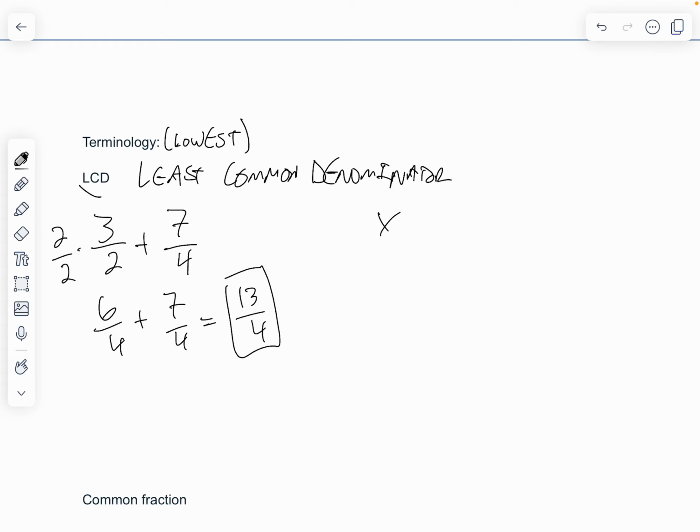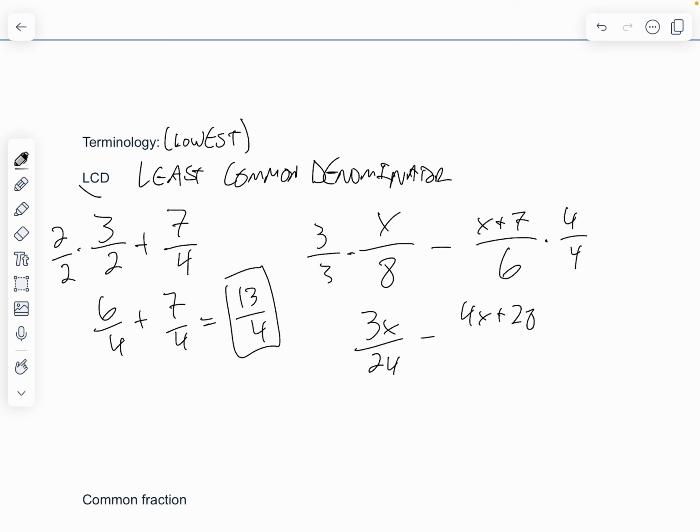So for example, if I had x over 8 minus x plus 7 over 6. Some people would look at this and say, oh, 48, you have to multiply 6 and 8. 48 is your common denominator. But it's not the least common denominator. I could do better. I can get both of those to be 24. Multiply here by 3 over 3, here by 4 over 4. We're going to have 3x over 24 minus 4x plus 28 over 24. Tricky thing here, that negative sign is going to distribute to both of these.